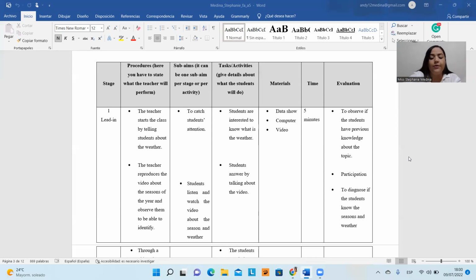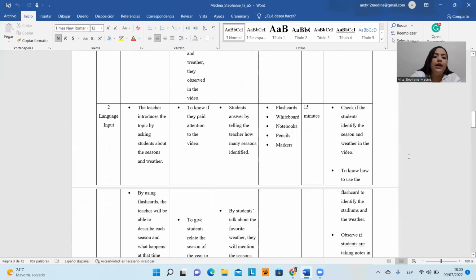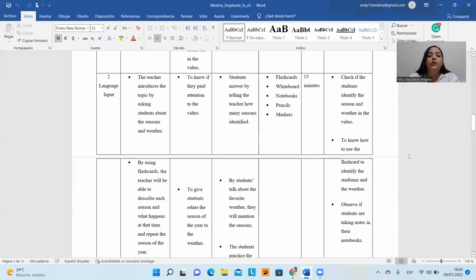And the evaluation is to observe the students' previous knowledge about the topic and their participation, to diagnose if the student knows the seasonal weather. Through a video, the teacher explained the seasons of the year to identify the seasons of the year and the weather. So the students watched the video again to identify each season. Okay, so in the language input, the teacher introduced the topic by asking the students about the seasons and weather to know if they are paying attention to the video.